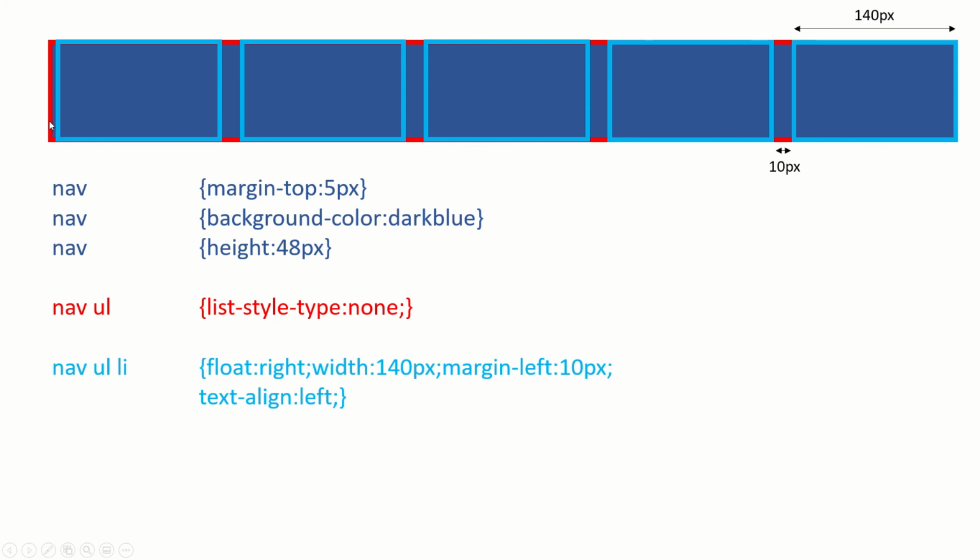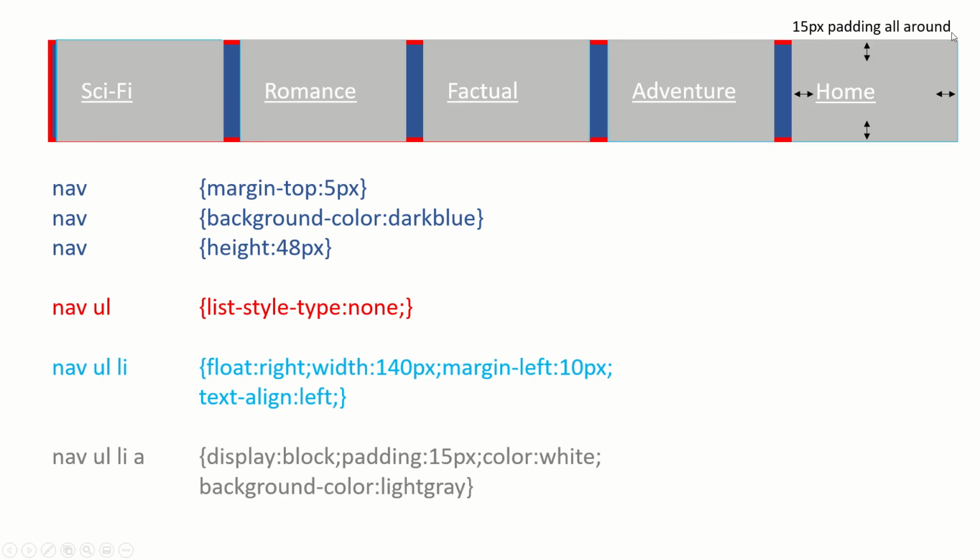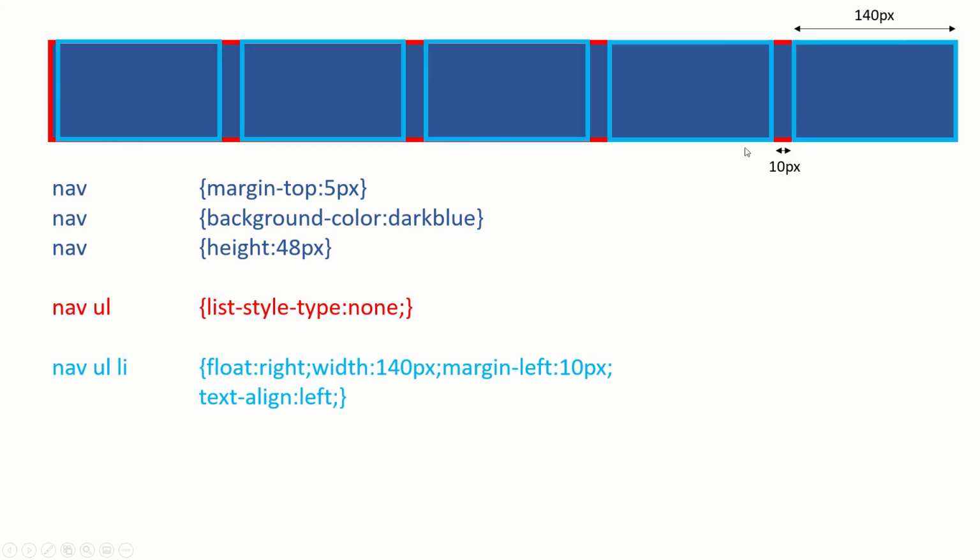I just ran out of room here, but the nav UL elements could go on much further than that. These will all be pushed to the right. It so happens that the way I did it, they ended up kind of filling up the available space. Each one is going to be 140 pixels wide. It's going to have a left margin of 10 pixels, so this first one pushes to the right. There's a 10 pixel gap on the left.